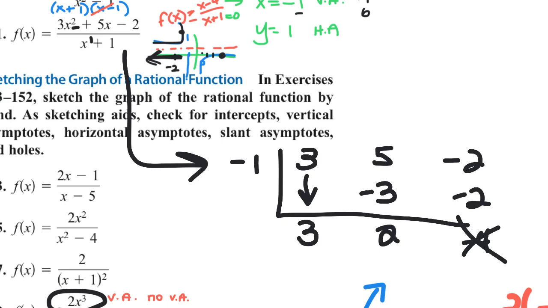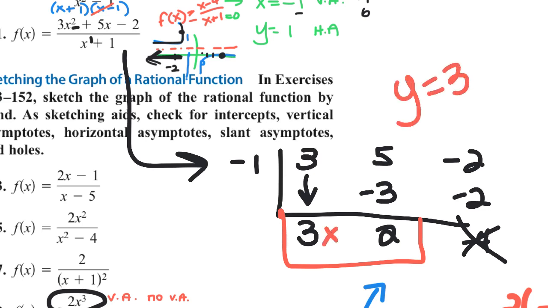Okay? What I do need is the rest of it. So the 2 is my constant. The 3 gets the x. My slant is y equals 3x plus 2. I'd have a vertical at x equals -1 and a slant at y equals 3x plus 2. And then I'd have to solve my numerator for my zeros, figure out which way the curves go.